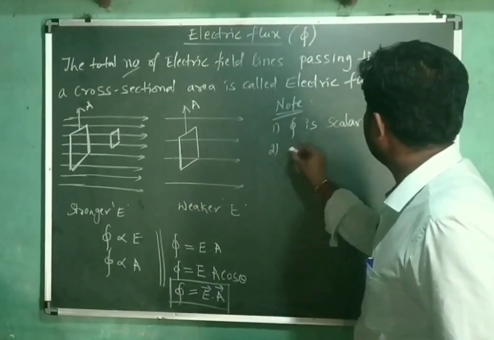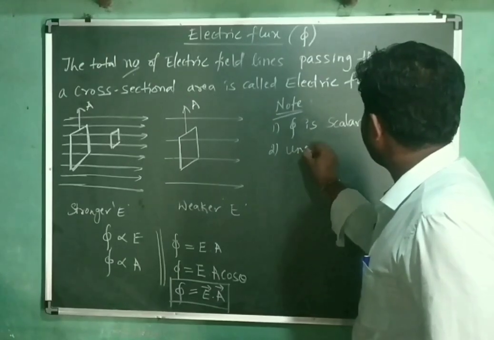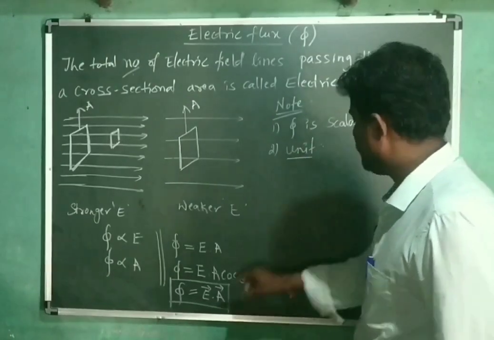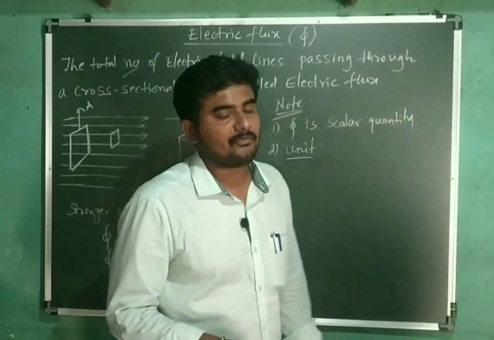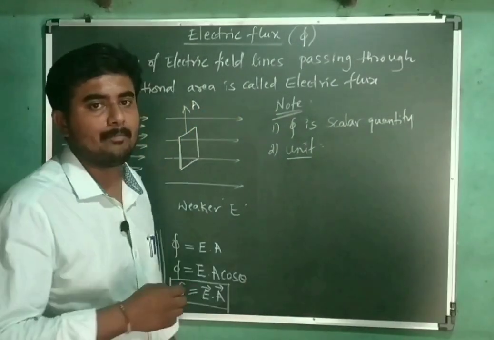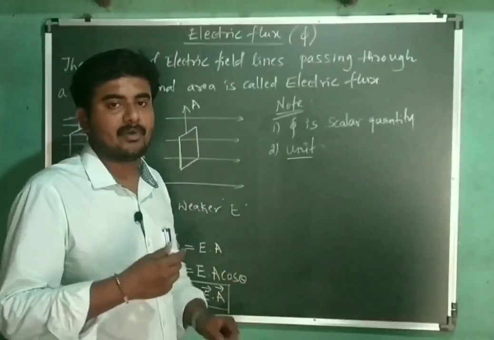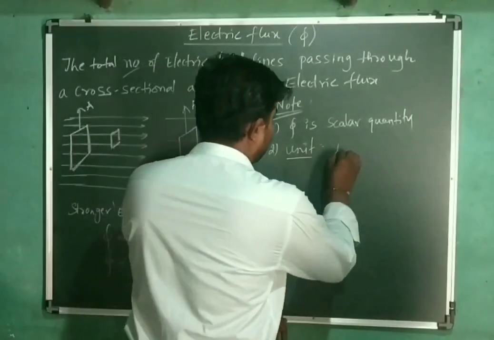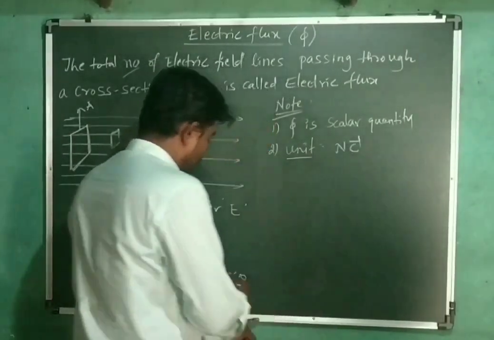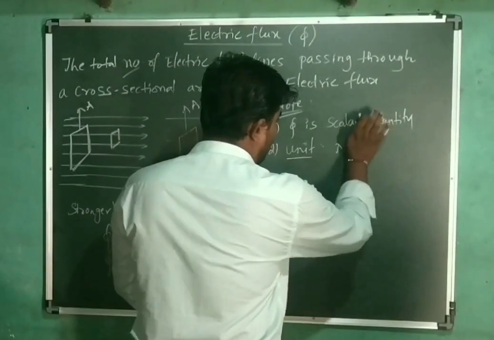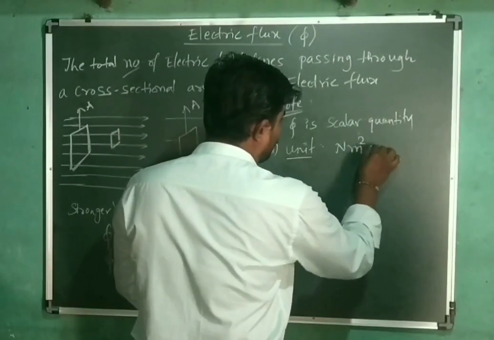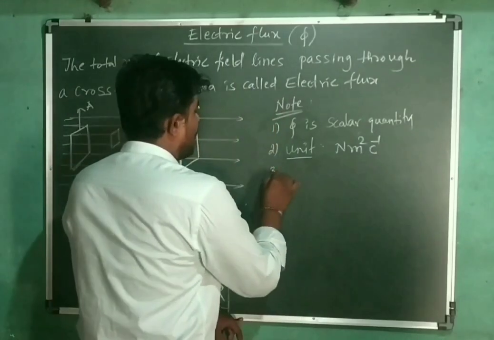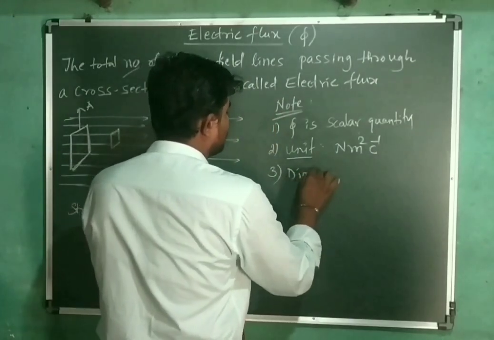Second point, unit. See here, E is there. E means what? Electric field. Electric field is equal to force divided by charge, force experienced by unit charge, and that is called what? Newton per coulomb. And here area is meter square, so the unit is Newton meter square per coulomb. And third point, dimensions.